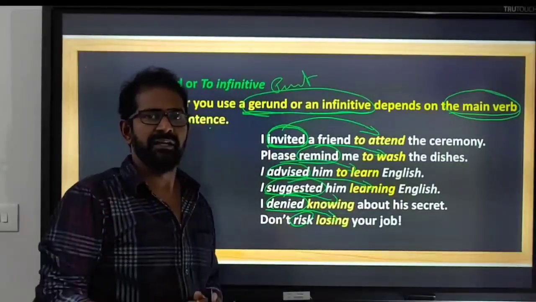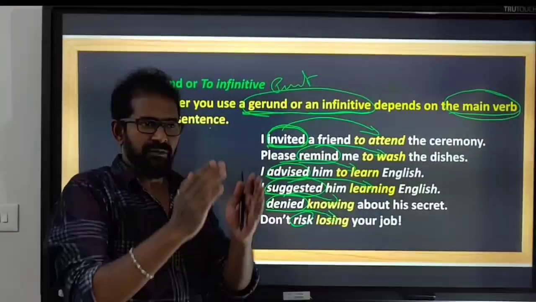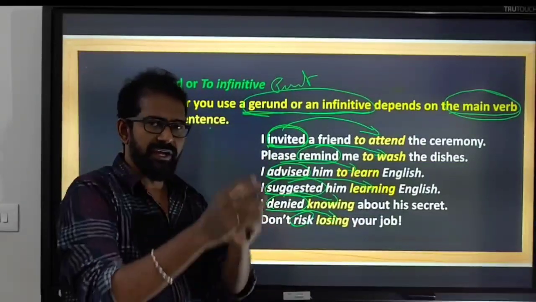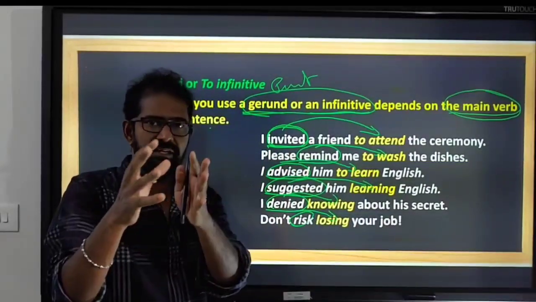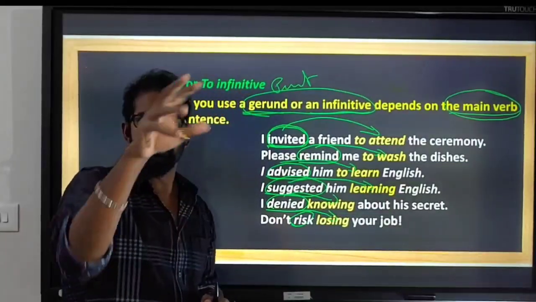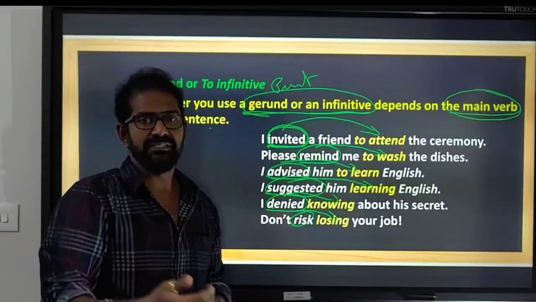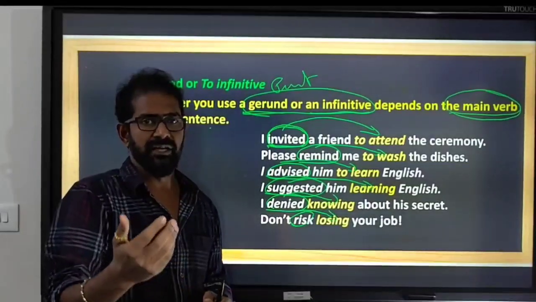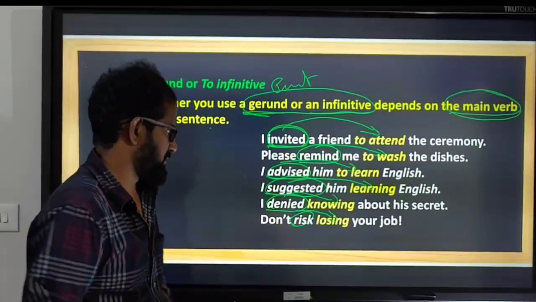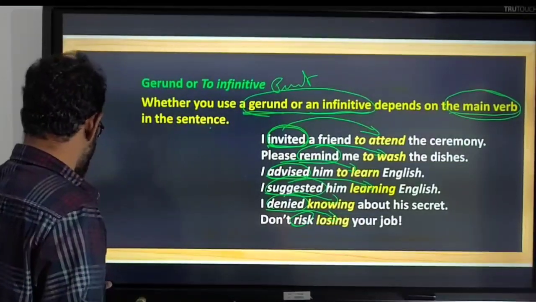In the description, I have given the link which shows which verbs take gerund and which verbs take to infinitive. And some verbs take both gerund and to infinitive. So the link is given in the description. You can learn which verb takes gerund and which verb takes to infinitive.